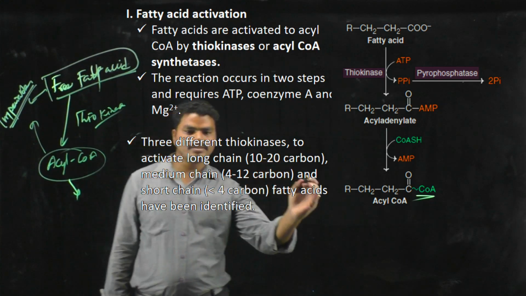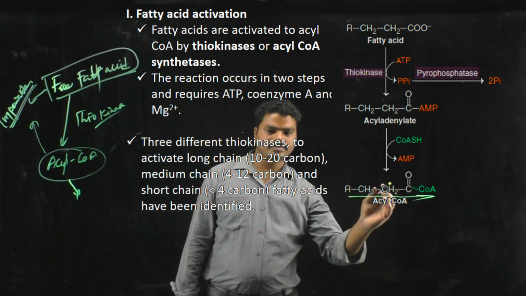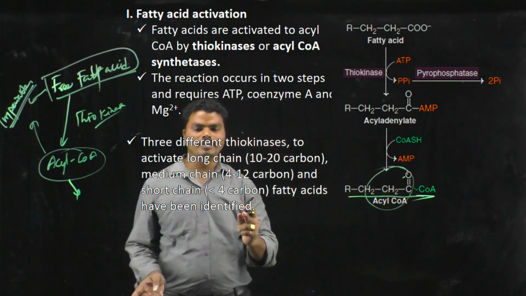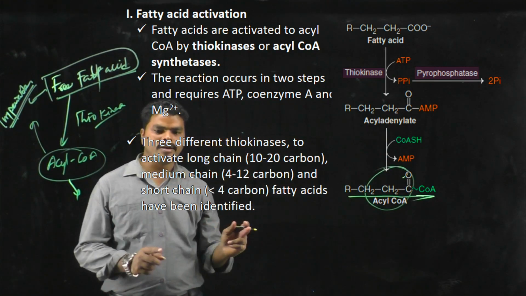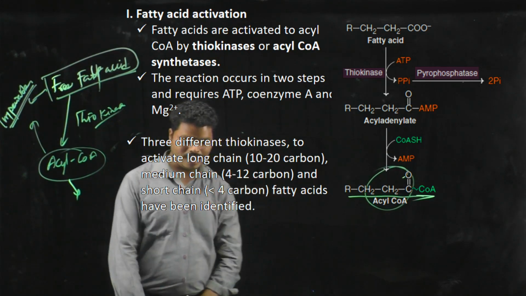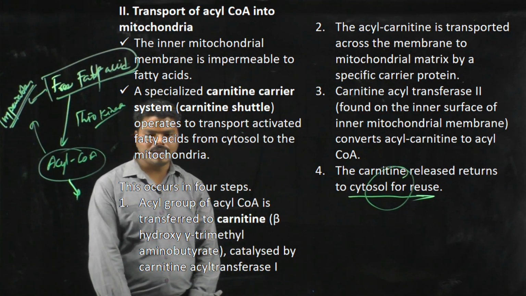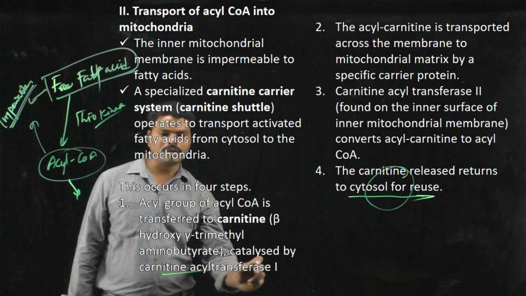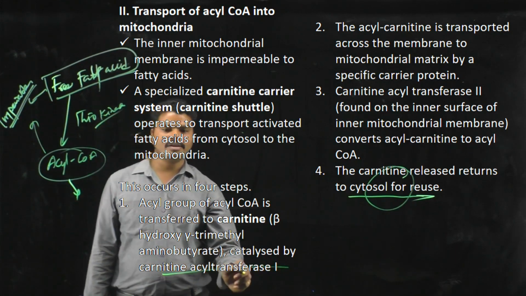So here we see this acyl-CoA structure, and this is the acyl group. This acyl group is transferred to the carnitine molecule. By the action of what enzyme? Carnitine acyl transferase 1. This is the enzyme which will transfer the acyl group of the free fatty acid to the carnitine.